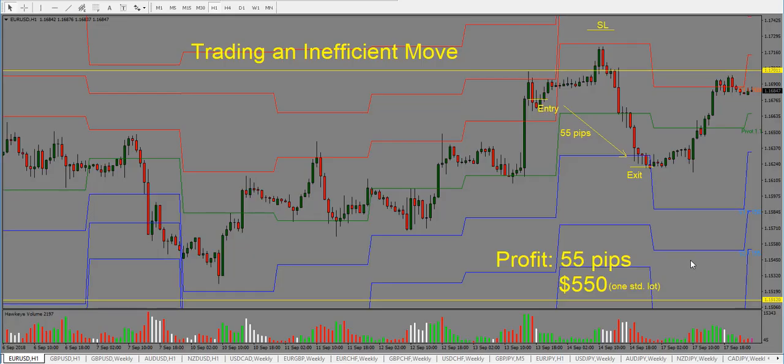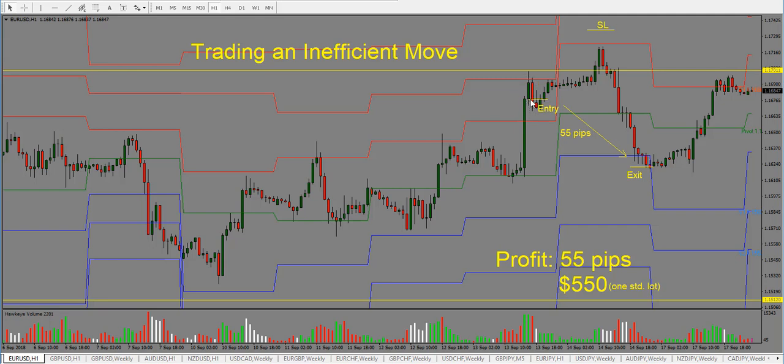So let's dive into our chart. This is Euro-US dollar, a 1 hour chart. And the trade that was taken was a short trade, and it was based on an inefficient market move. An inefficient market move is when price will suddenly take off to the upside. And as we can see here, price just took off. This was based on some comments that came out, and price just took off to the upside.